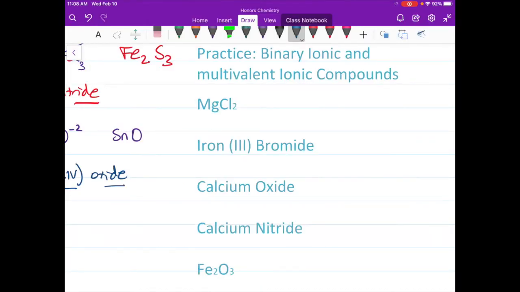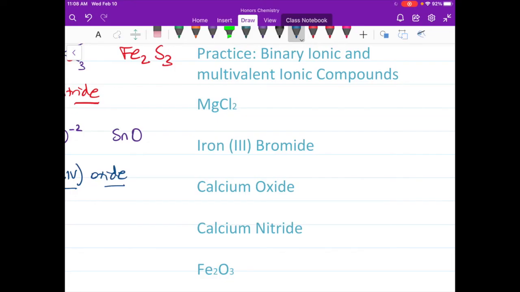I want you to practice these. If you're given the compound, you write the name. If you're given the name, you write the compound. Remember, if it's multivalent, to include a Roman numeral or use the Roman numeral for the charge. All right, let's look at this first one, MgCl2.